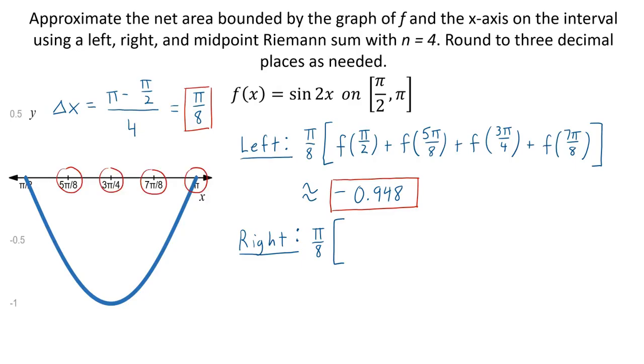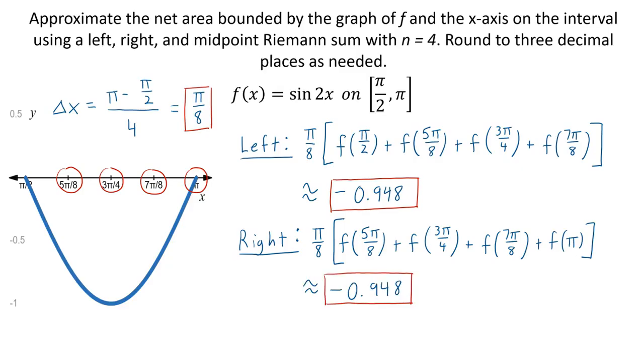So to get the heights of our 4 rectangles, we'll evaluate the function at 5 pi over 8, 3 pi over 4, 7 pi over 8, and pi. Again, we'll plug all this into Desmos Scientific and perform the calculation. And it turns out that when we round to 3 decimal places, the left sum and the right sum are exactly the same. Now, that doesn't necessarily mean that that's the exact area between this curve and the x-axis.